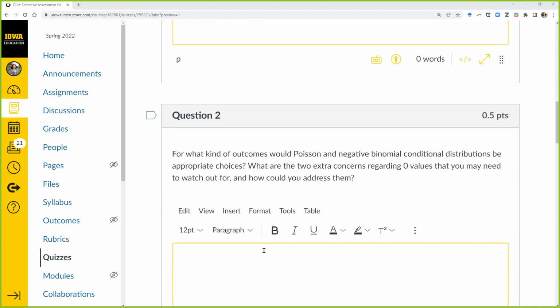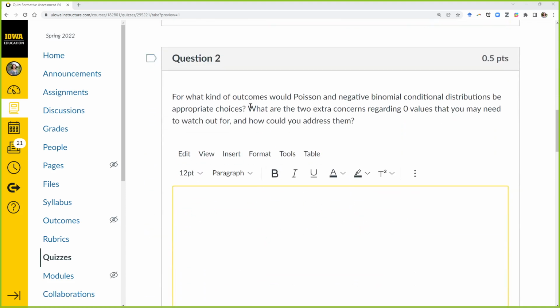Okay. So what kind of outcomes would Poisson and negative binomial be appropriate choices? Counts, yes. So these are discrete distributions. So you cannot use them with things like response time or house prices that are continuous and take on non-integer values. So counts is the example that we have. And then two concerns with respect to zeros. What are they?